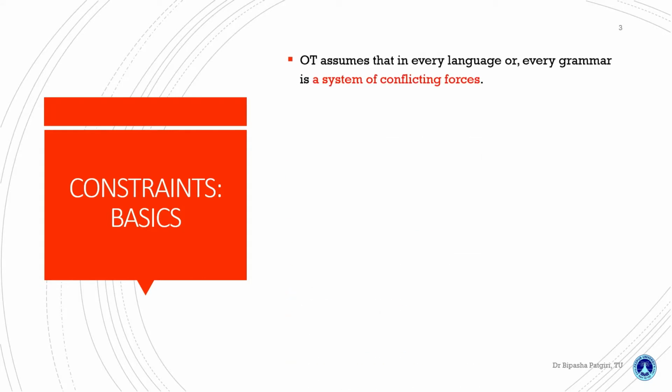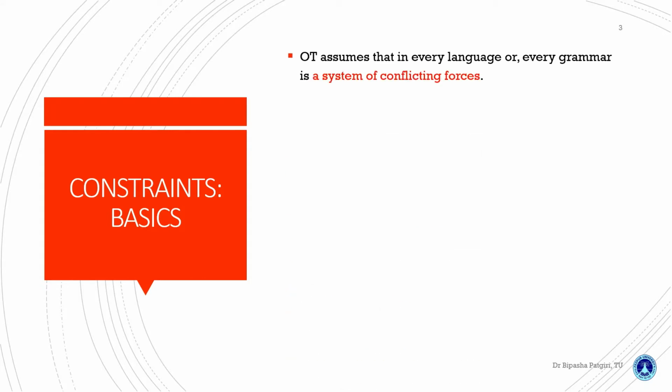Here are some more points. OT, optimality theory, also assumes that in every language, or every grammar, there is a system of conflicting forces. Conflicting forces means markedness and faithfulness types of constraints are always in conflict, and that is the basis of today's discussion. The forces are embodied by the concept called constraint. So constraint means forces, and those two forces are always in conflict. This is a very crucial point within OT grammar that we will face recurrently.